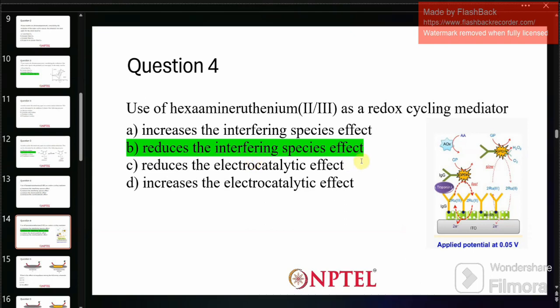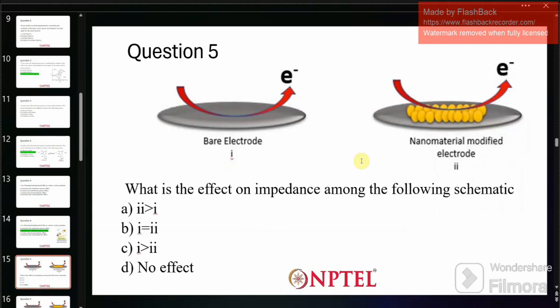Okay, I'll take it as a yes, and I'll move to the next question.